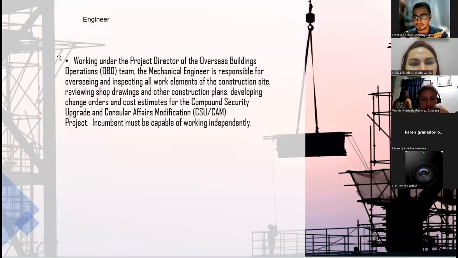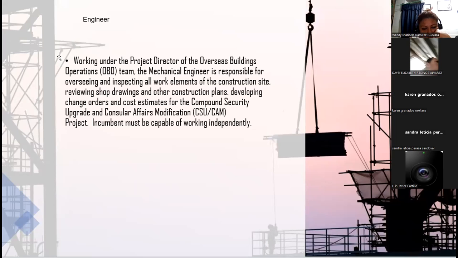Working under the project director of the overseas building operations team, the mechanical engineer is responsible for overseeing and inspecting all work elements of the construction site, reviewing shop drawings and other construction plans, developing change orders and cost estimates for the compound security upgrade and consular affairs modification project. Incumbent must be capable of working independently.